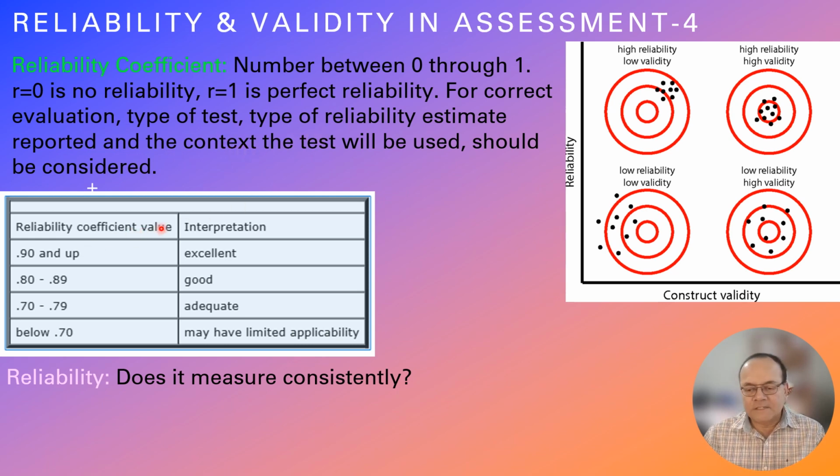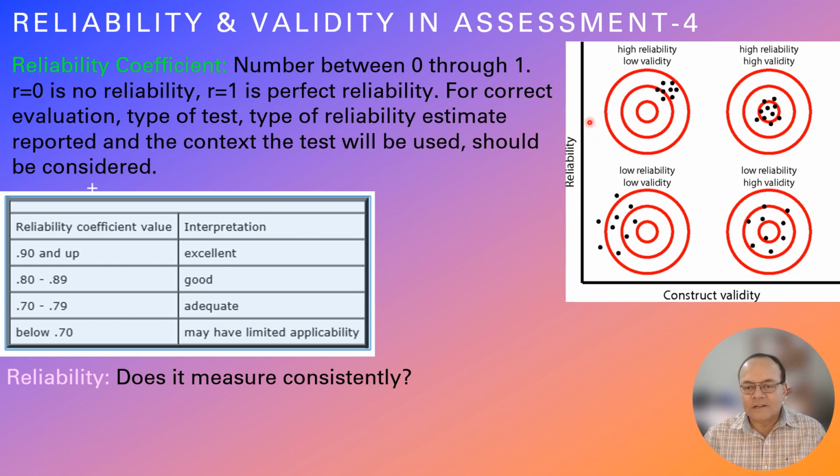See over here, there is a certain rubric. If the reliability coefficient value is below 0.7, it may have limited applicability. You can't use it. If it's between 0.7 and 0.79, it's adequate and so on. So this is a means of measuring whether an assessment is reliable. Okay. Now let's go to this slide again.